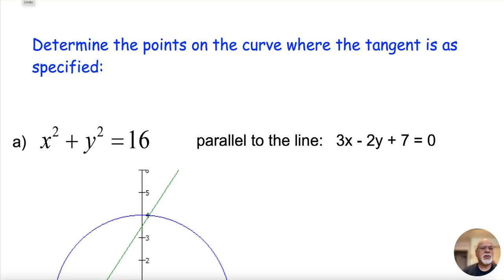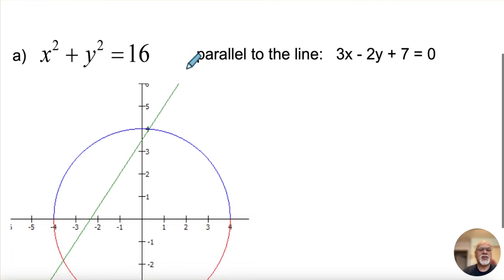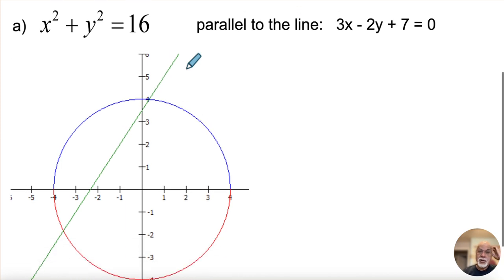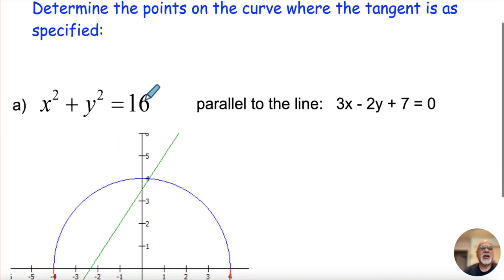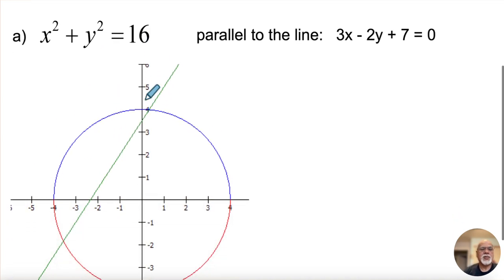It says determine the points on this curve where the tangent is as specified. Now we've got a circle of radius 4, that's x squared plus y squared equals 16. And we want to find out where the tangent is. It says determine the points on the curve where the tangent is as specified. In other words, where on that circle will the slope be the same as the slope of this line?